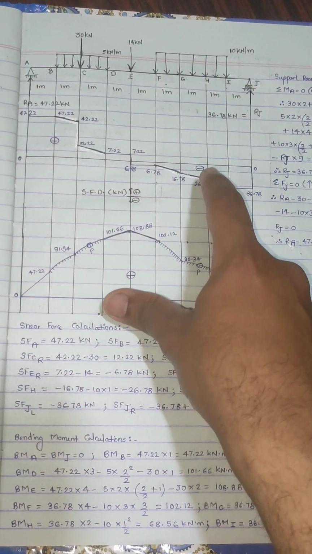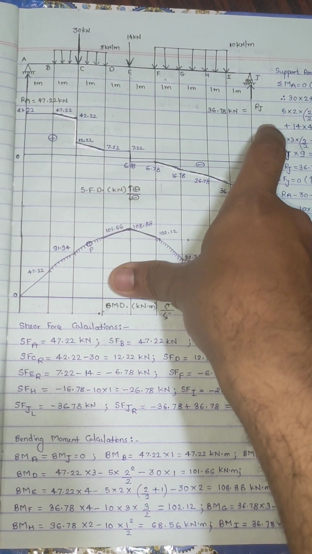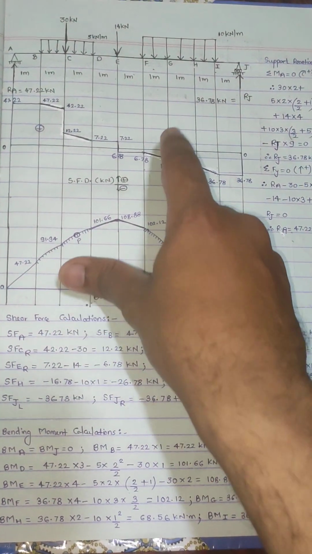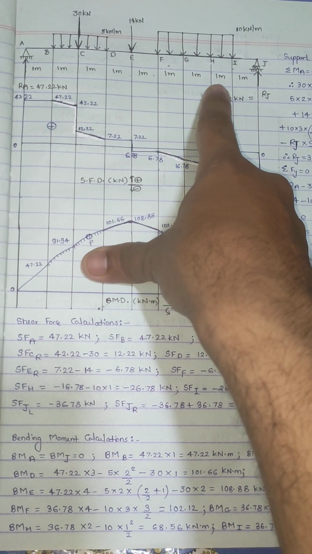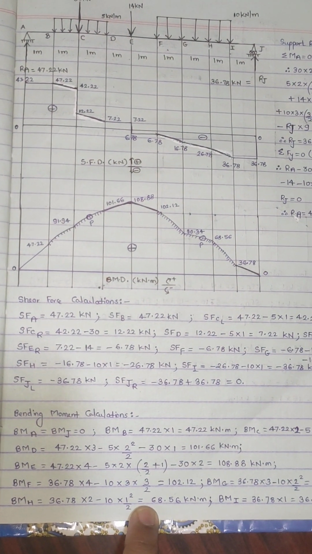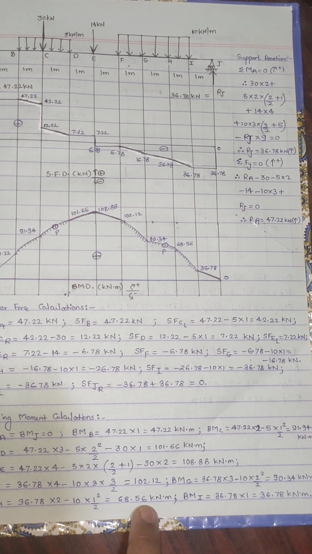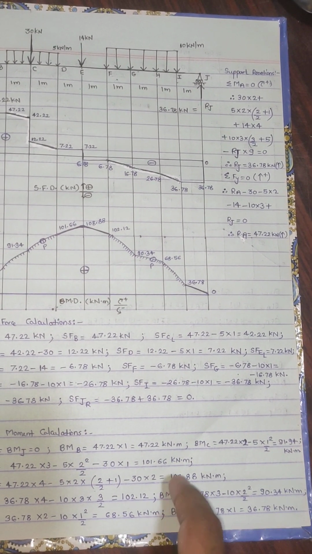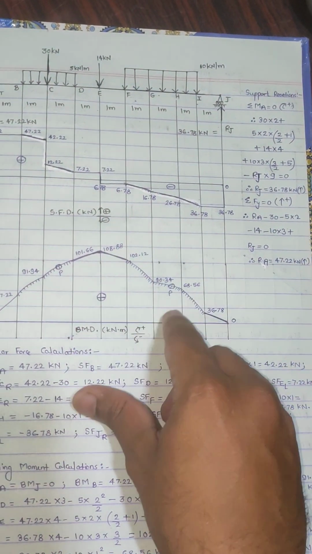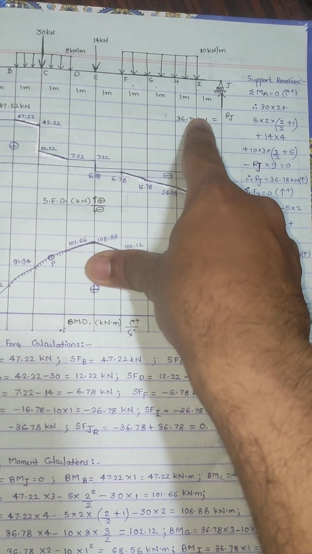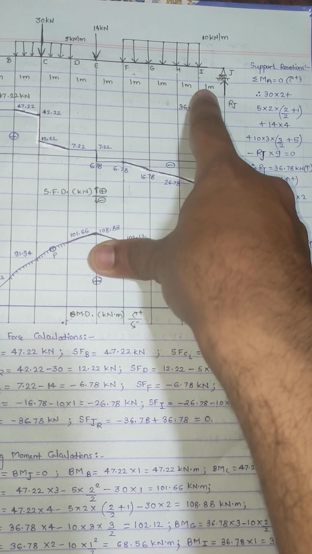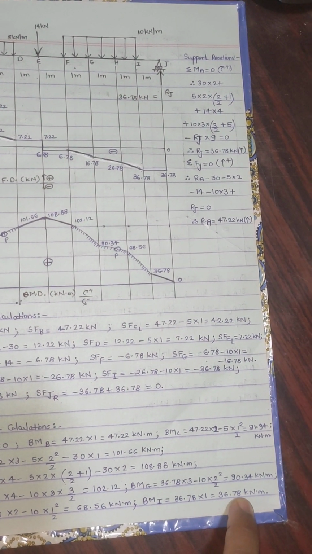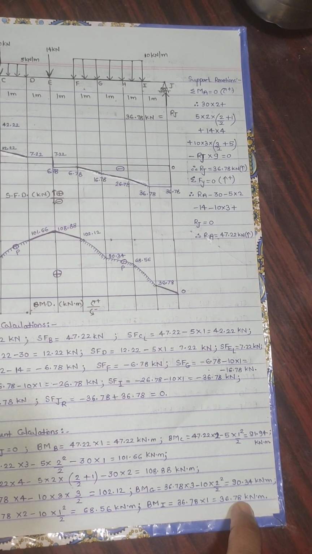Then to find out at point H, so 36.78 and up to point H is now 2 meter distance, and then the UDL will have only 1 meter distance, so 1 square divided by 2, we would get it as 68.56 kilonewton meters. And then comes the last point, that is BMI, so only one force, that is 36.78 multiplied with distance as 1, I would get it as 36.78 kilonewton meters.